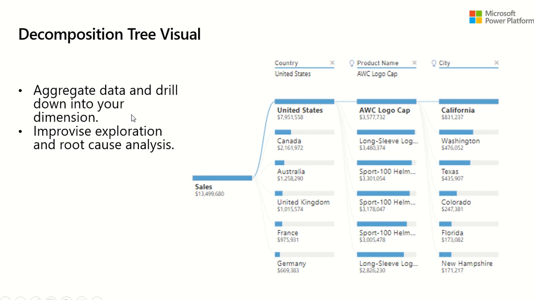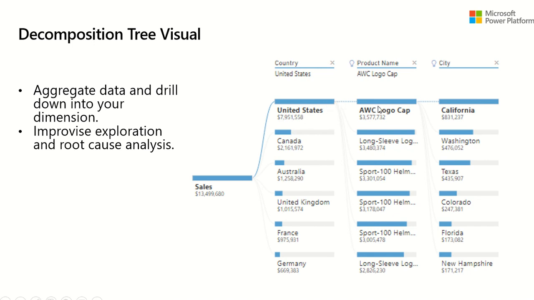In this case, you have sales as your aggregated data, and these sales have country as one of the dimension entities, and the entity under country is the product name, and the entity under product name is the city. So the decomposition tree visual helps to improve your exploration, and you can also do a kind of root cause analysis. For example, what contributed to the $7 million from the US? You want to analyze that.